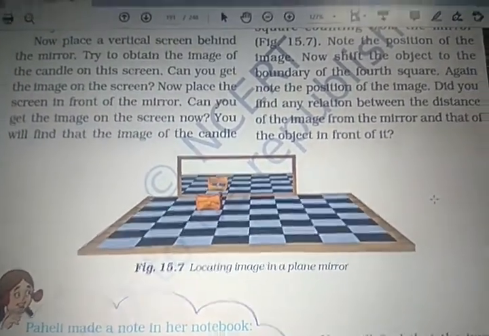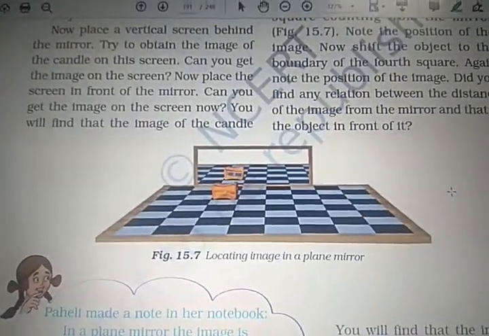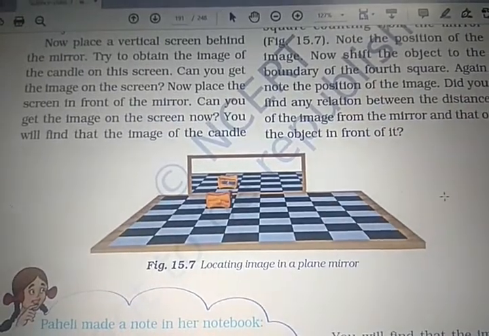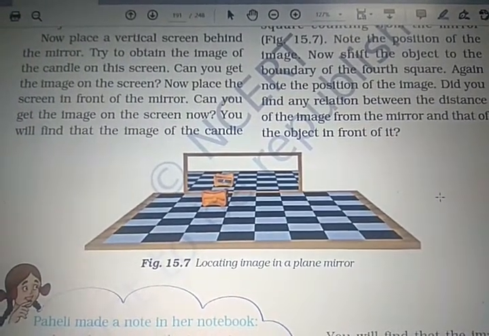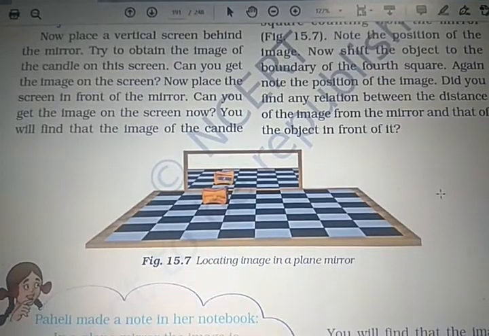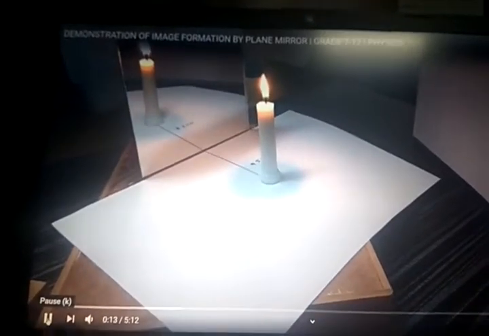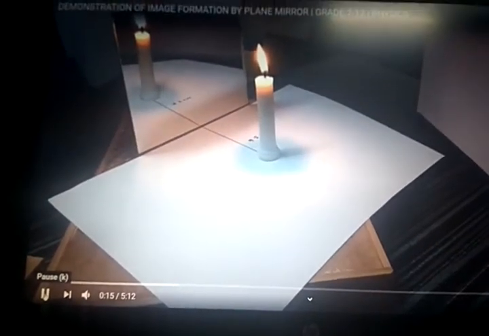in a plane mirror, what do you observe? Let us understand clearly. We watch another video, to demonstrate and explain to you the properties of image formed by the plane mirror.